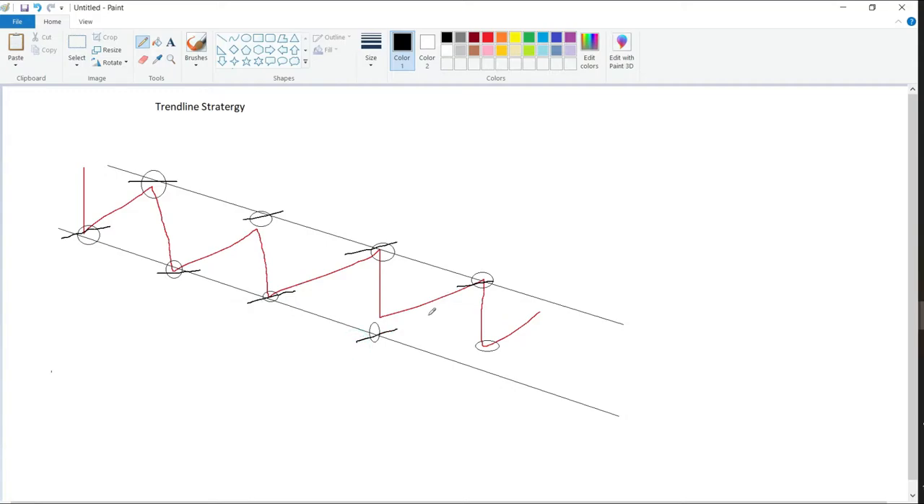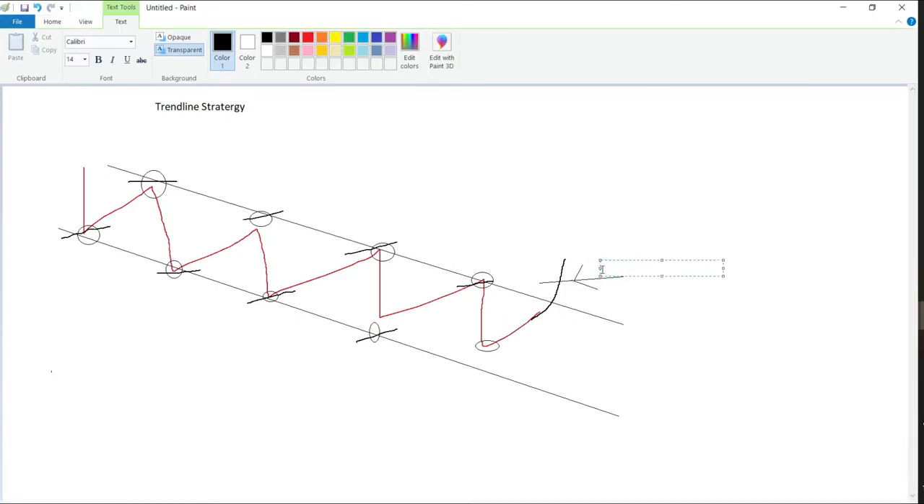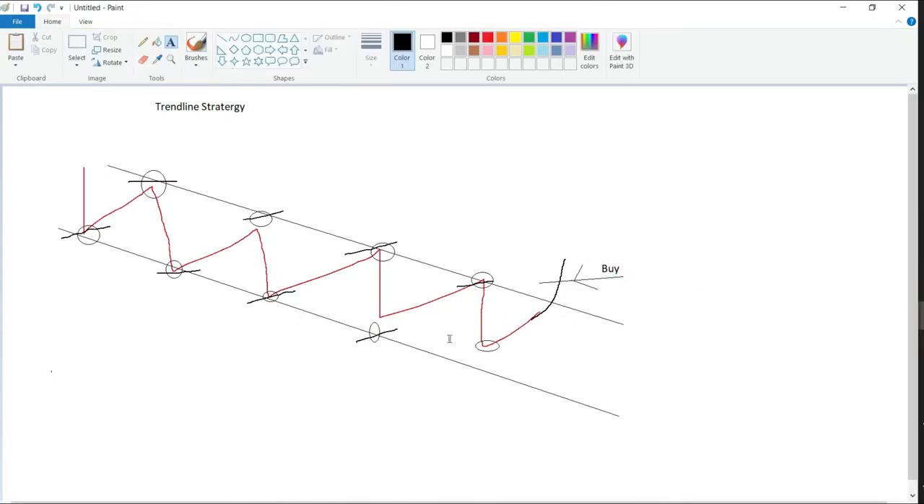Since the trend is downward, you have to wait for this trend line to break. Once it breaks the trend line, you have to take a trade here. You make a buy position, taking this as your support. So this is how a trend line strategy works.